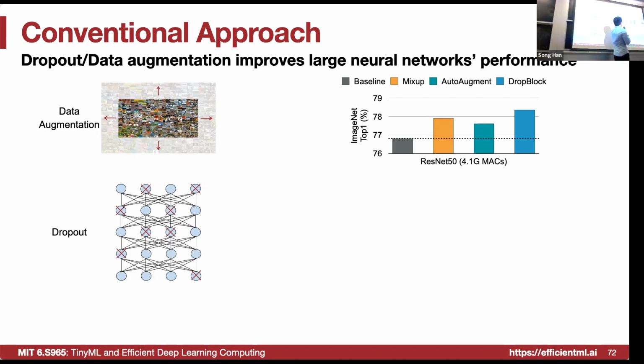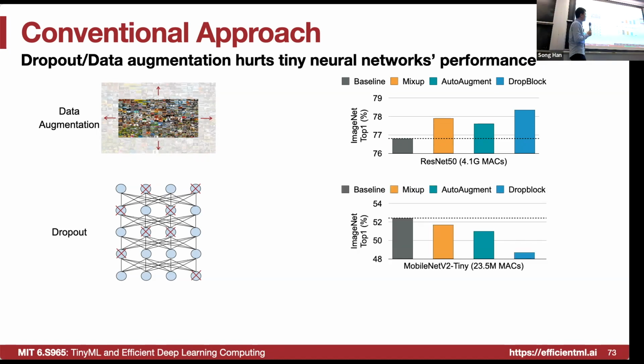Right? This is a baseline model, which is less than 50. By using mixup, AutoAugment, DropBlock, the accuracy keeps increasing, since that prevents overfitting. However, if you use those techniques like mixup, AutoAugment, or DropBlock for this tiny model, like MobileNetV2-Tiny, which has only 23 million MACs compared with 4 giga MACs, okay? The accuracy actually hurts a lot by using these techniques.